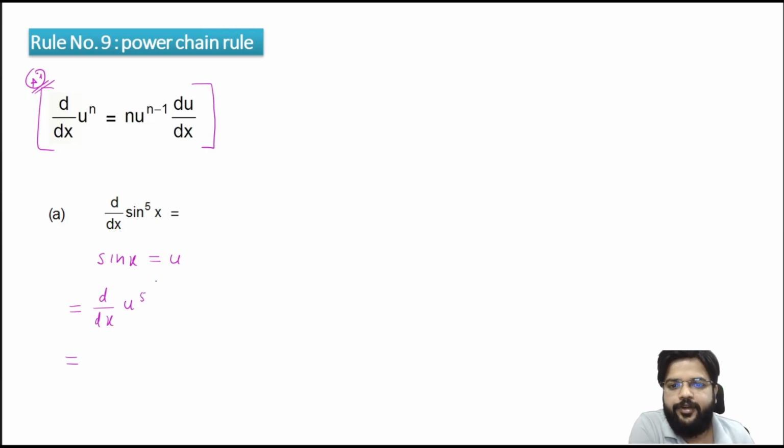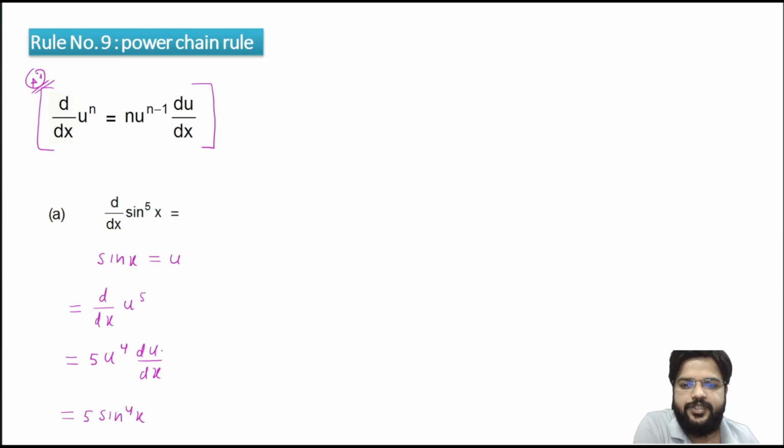First of all, we will differentiate the power. So it is 5 u^(5-1), so it is 4. Now differentiate u, so this is du by dx. In the next step, we will put the value of u. So 5 u is sine x, so 5 sine power 4 x, and then the differentiation of u with respect to x.